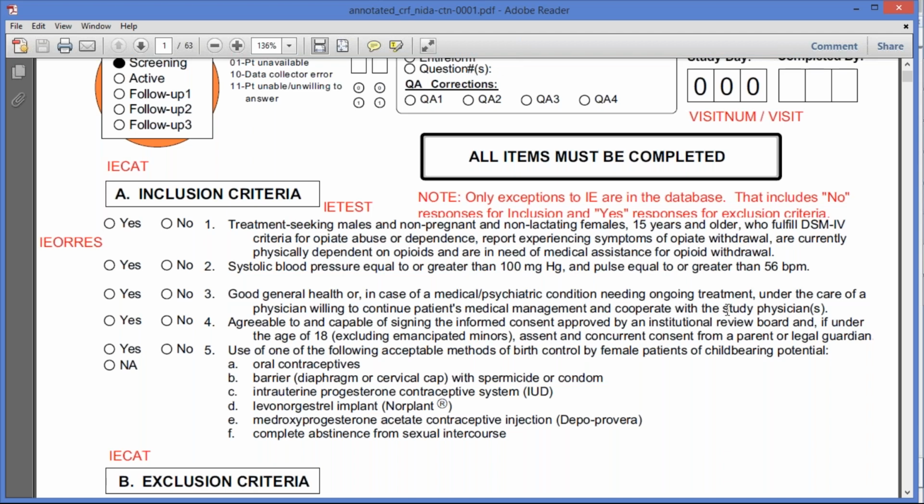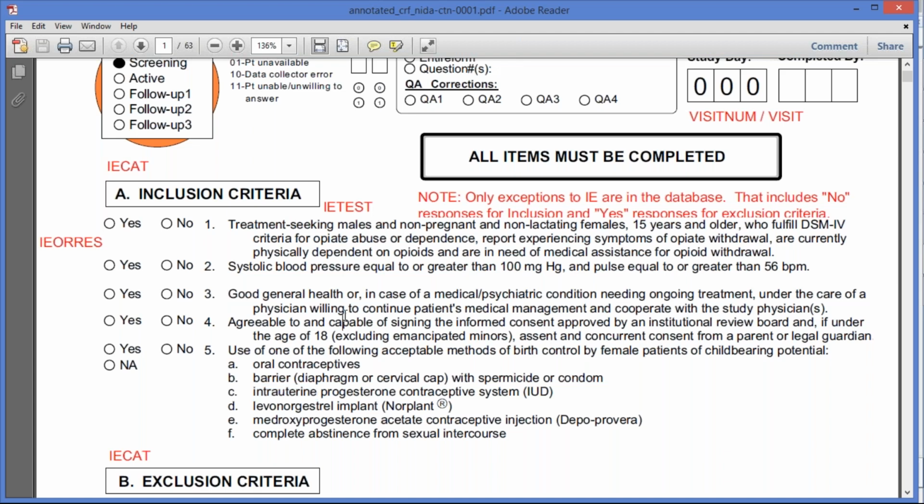So we are mainly treating drug abuse, drug dependence, people reporting symptoms of opioid withdrawal, currently physically dependent on opioids and in need of medical assistance for the opioid withdrawal. So like this, we'll have certain criteria. Here we have inclusion criteria given: systolic BP greater than 100, pulse rate greater than 56, good health, age, and pregnancy, like use of one of the acceptable methods of birth control.